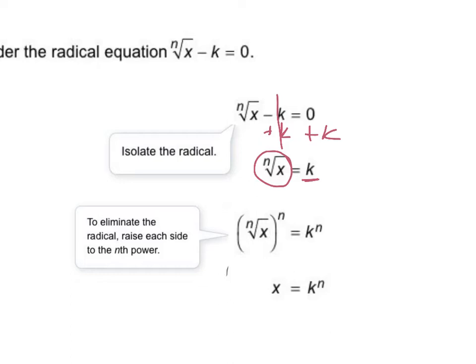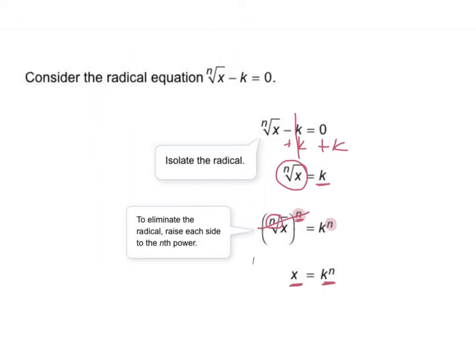The next step would be to eliminate the radical. So we would raise each side to the nth power. So here, whatever this value is in our square root, we're raising it to that same value on both sides. So it's important that it's happening on both sides because we have to keep the equation balanced. So once we raise it on the left side, they cancel out. So we're just left with x all by itself, and then we would have to solve what k to the n power is. So now we're going to do some examples with numbers.